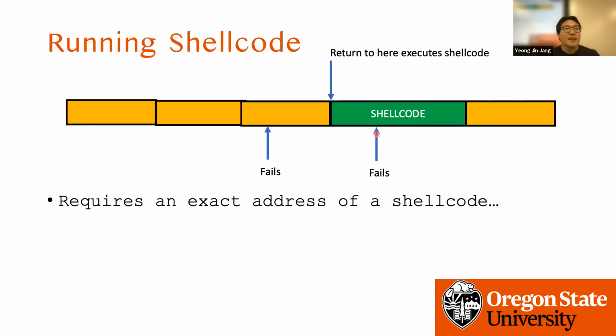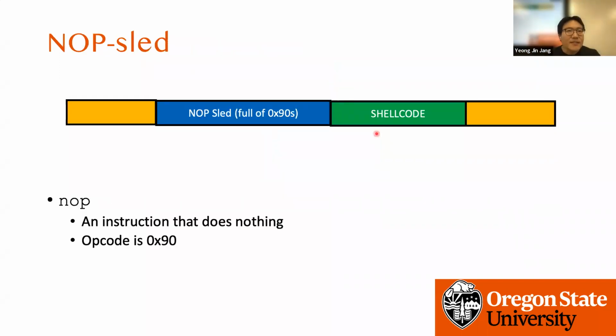Then how can we guard against having a little bit of an incorrect address? There is a technique called the so-called NOP sled. There is an instruction called nop. That's no operation. It does nothing. The opcode for that is 0x90. So how you put the shellcode is not just put the shellcode, but attach a lot of nops in front of your shellcode.